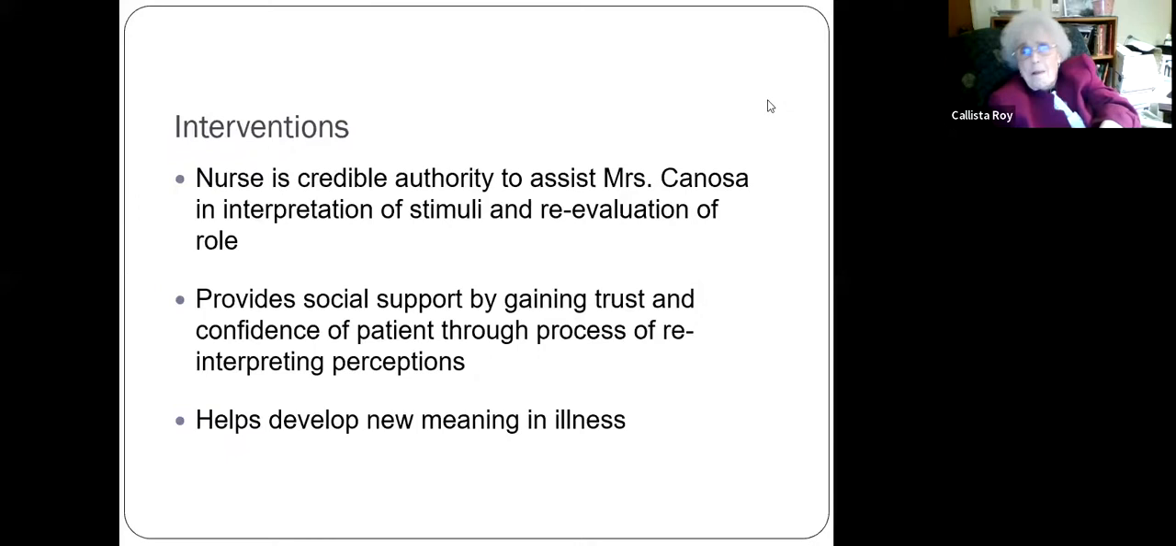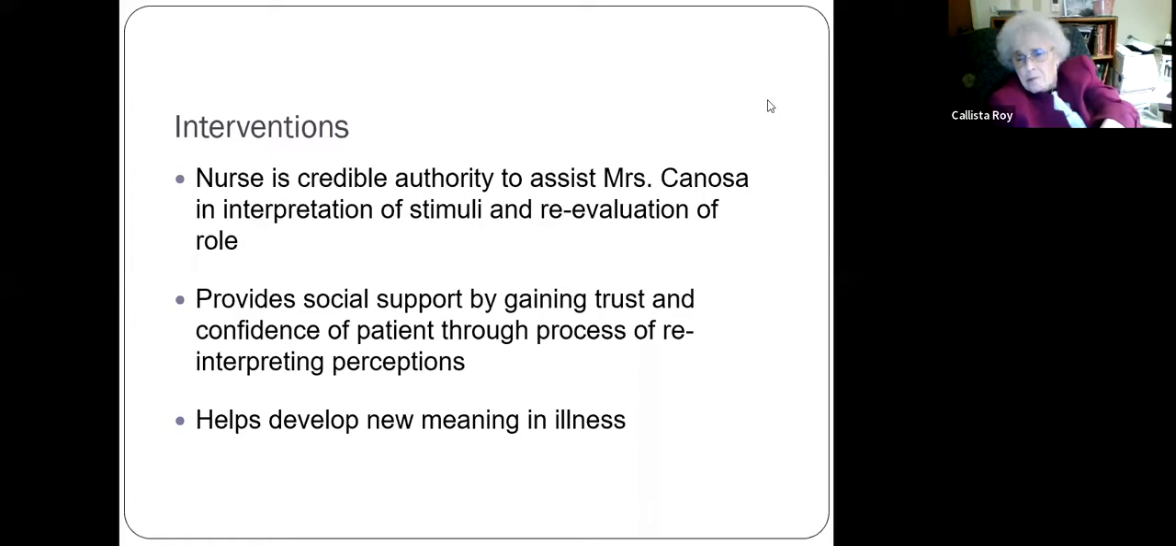The interventions: the nurse is a credible authority to assist Mrs. Canoza in interpretation of stimuli and re-evaluation of role. She provides social support by gaining trust and confidence of the patient through processes of reinterpreting her perceptions. She helps develop a new meaning in illness.